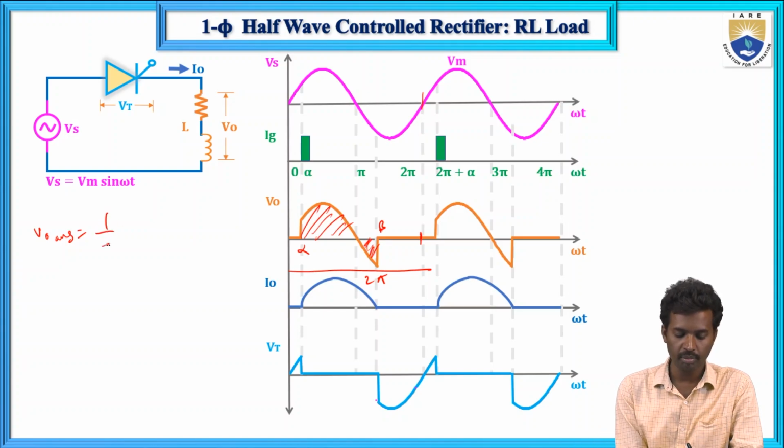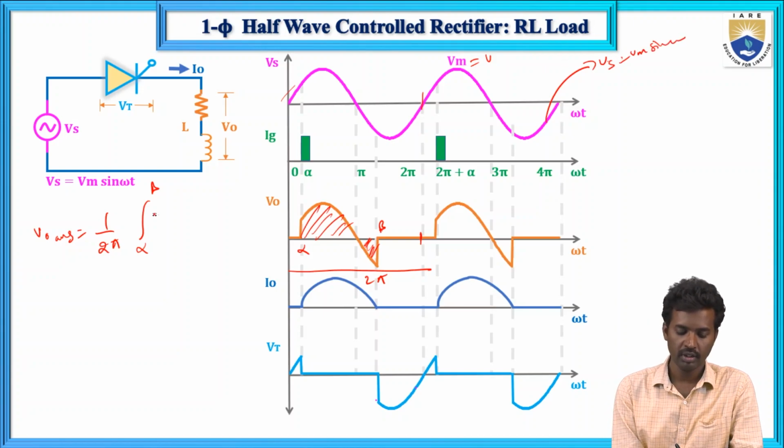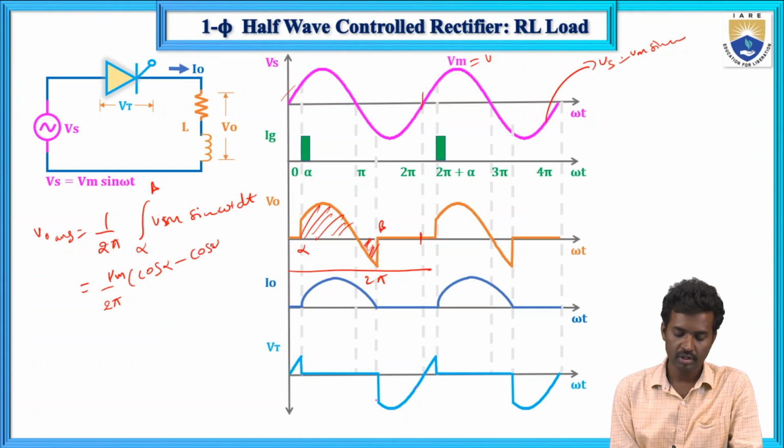So now here the total time period is 2 pi and the area is from alpha to beta, and it is following sine omega t. This equation is Vs equals to Vm sine omega t, Vm sine omega t dt. So now if you simplify this one, 1 by 2 pi, Vm cos alpha minus cos beta. This is the V naught average.